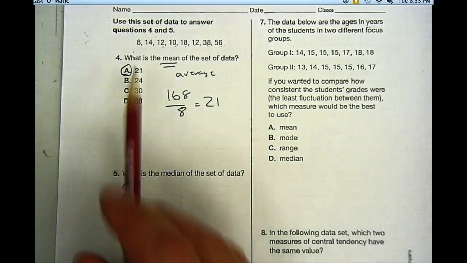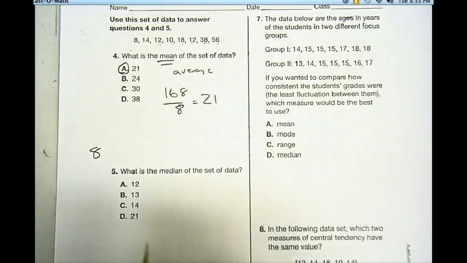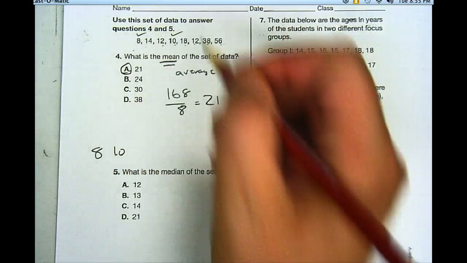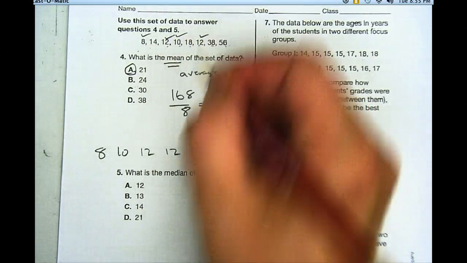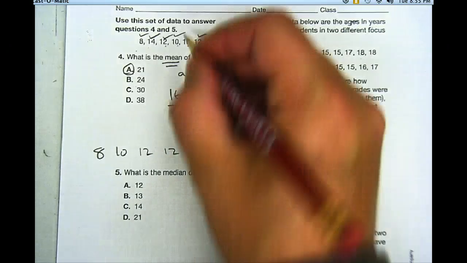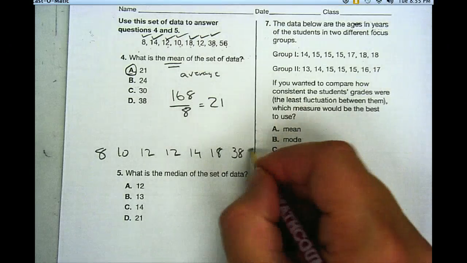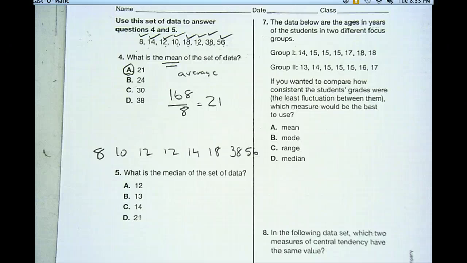So to find the median, I get them in order from smallest to largest. I have an 8, and I'll check that off. I have a 10. Looks like I have a couple 12s. I have a 14, 18, 38, and 56. I have 8 numbers, which is an even number of numbers again.